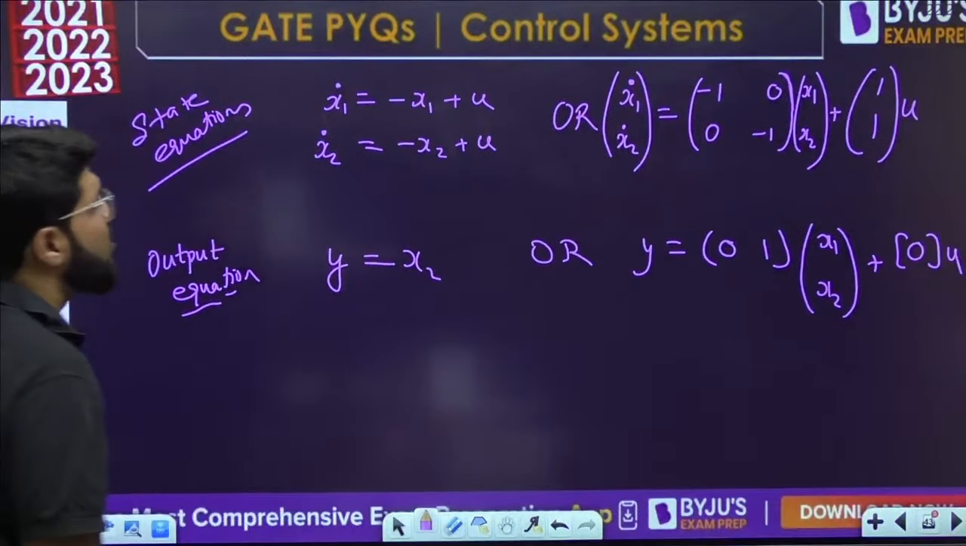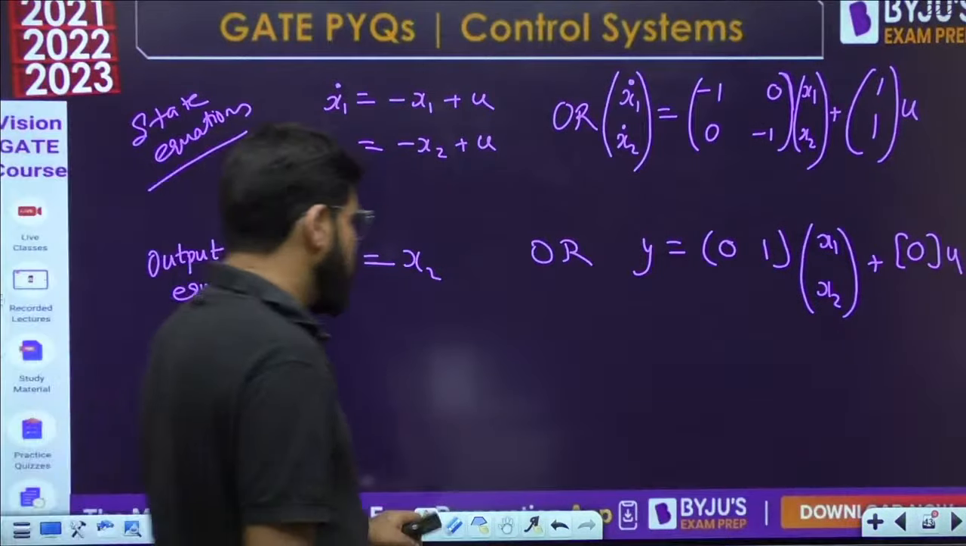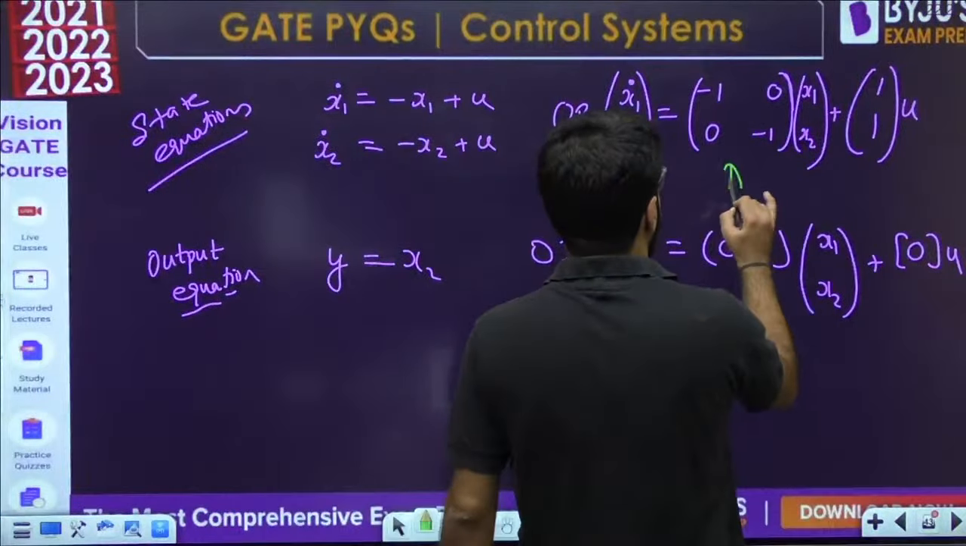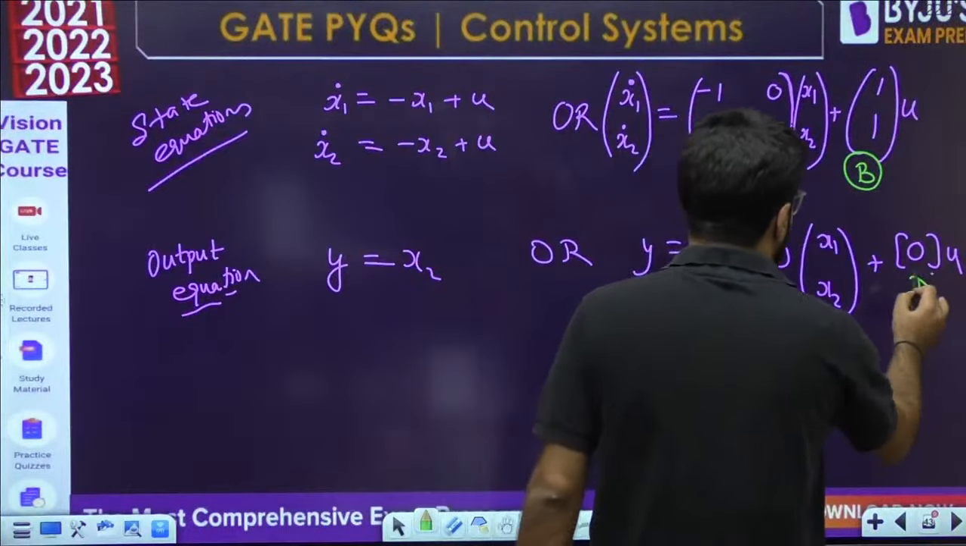So this is what it is. x dot is Ax plus Bu. y is equal to Cx plus Du. We all know that this is your matrix A, this is your matrix B, this is the matrix C, and this is the matrix D.